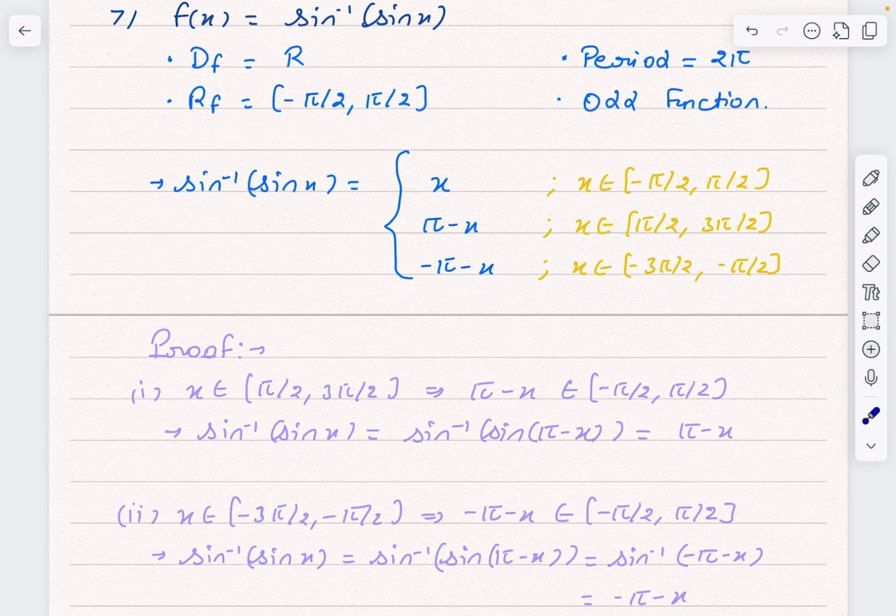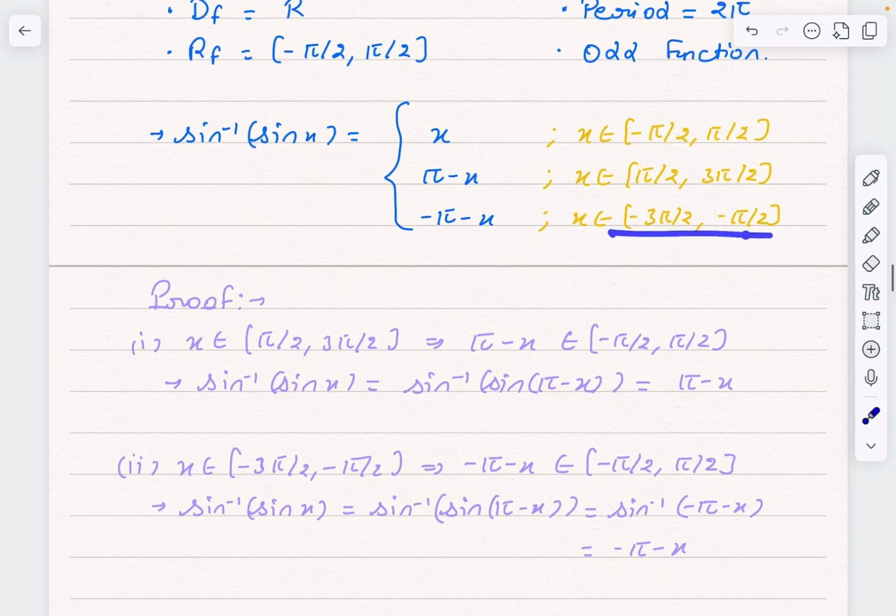I hope it makes sense. Same thing in the last one also. Here x belongs to minus 3 pi by 2 to minus pi by 2. In this case, minus pi minus x will lie in the range from minus pi by 2 to plus pi by 2. You can check that.